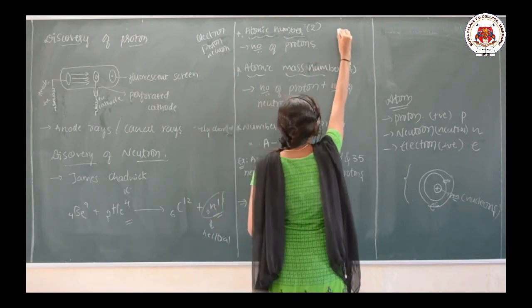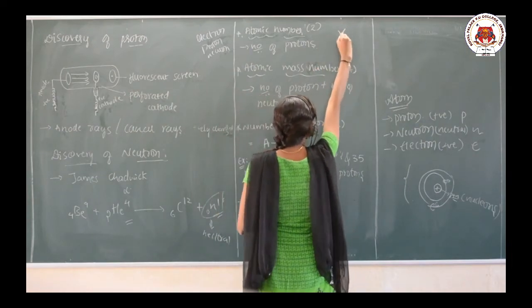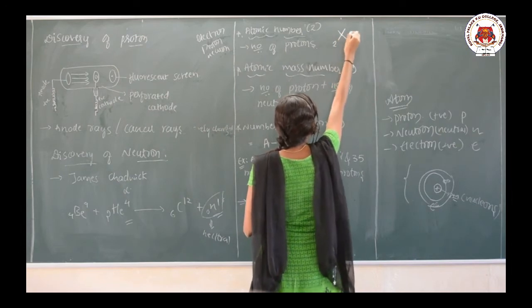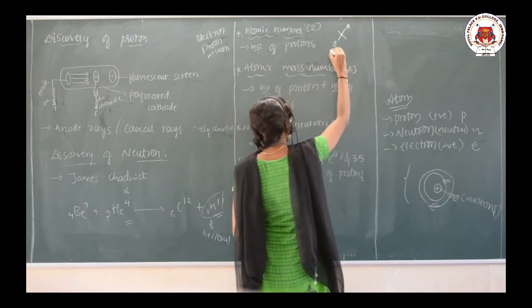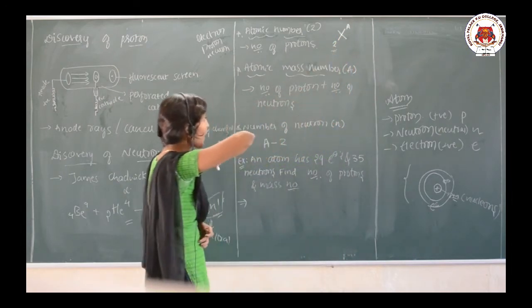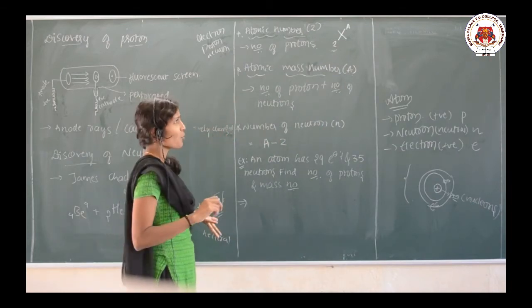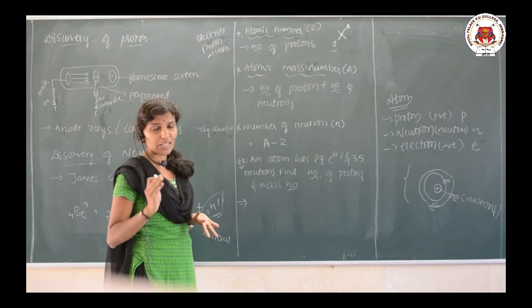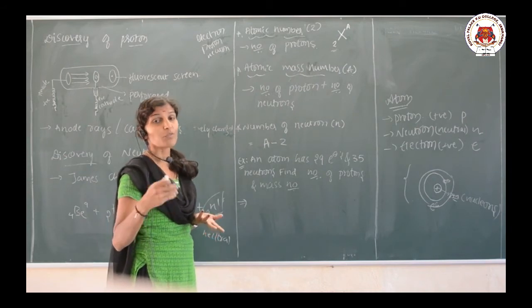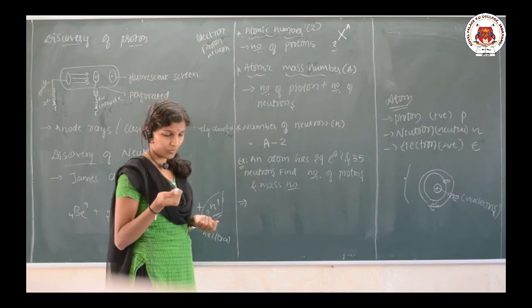So any element can be represented like this. Here Z is the atomic number, A is the atomic mass number. So what is atomic number? Atomic number is nothing but either the number of protons or the number of electrons.